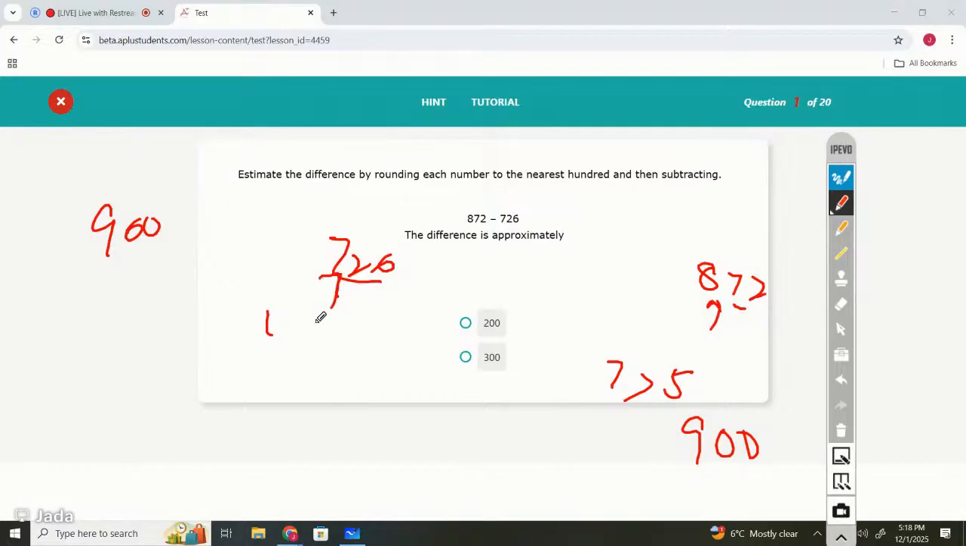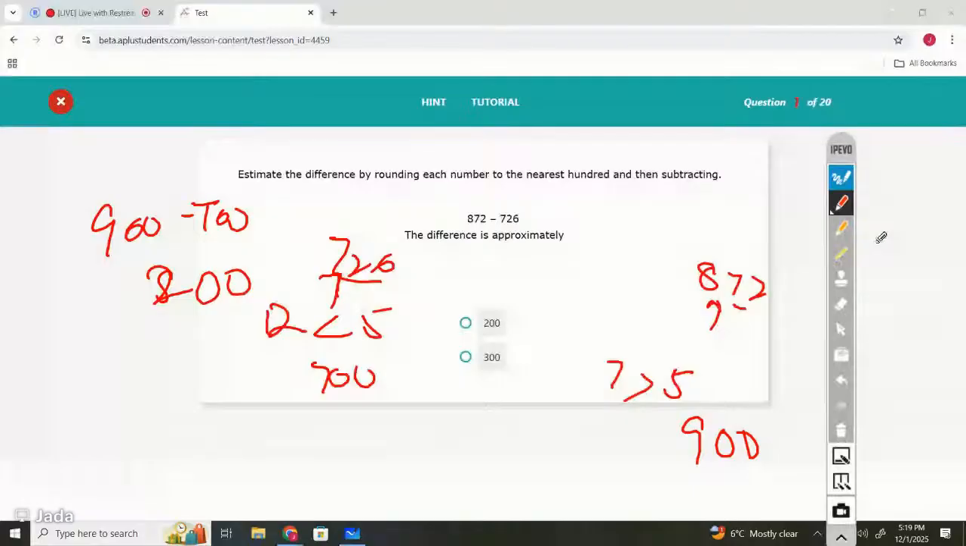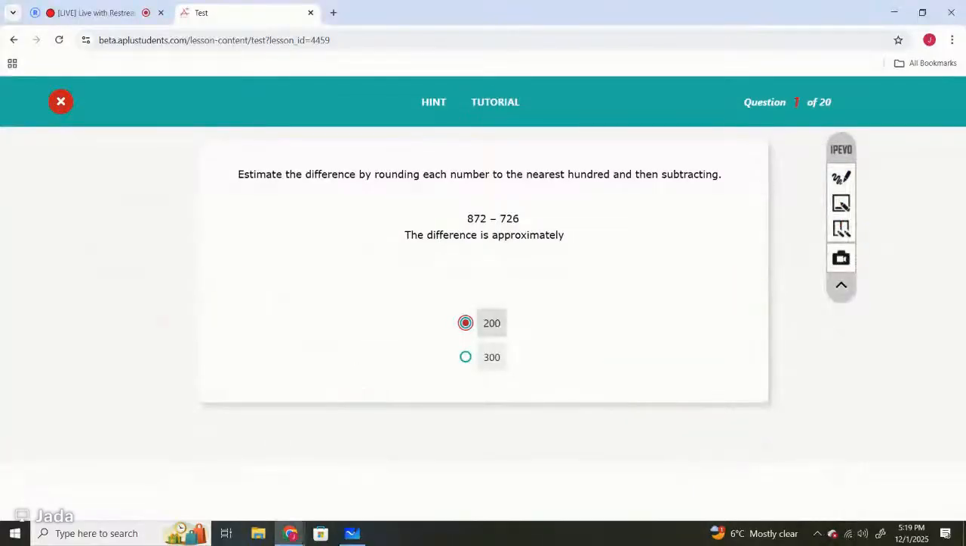726. 7 is the digit that is at the hundreds position. The next one is 2. 2 is less than 5, right? So the correct option is 900 minus 700. We need to round to the same 100, so 900 minus 700 equals 200. So the correct option is 200. Option 1 is the correct option.